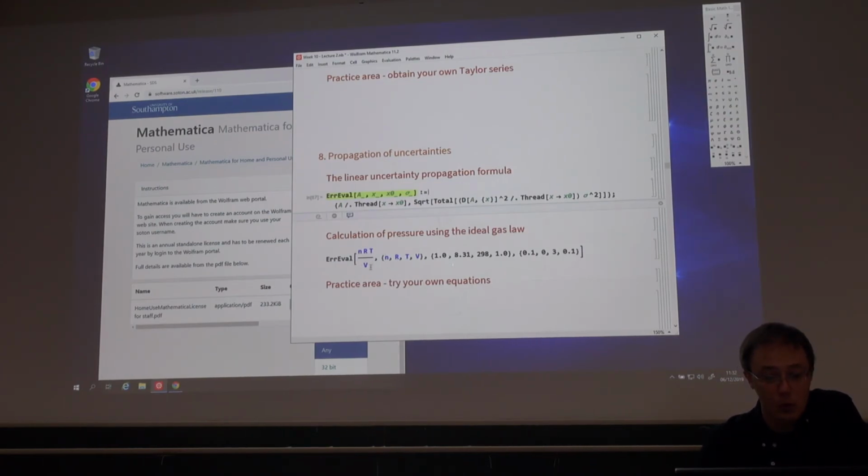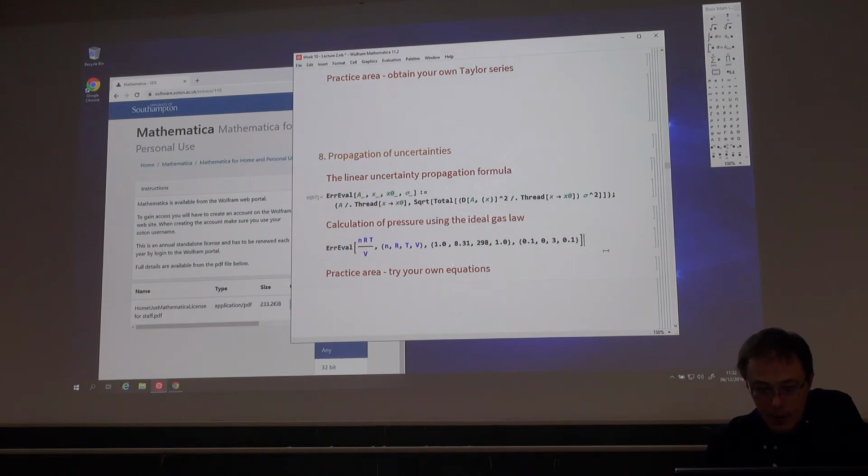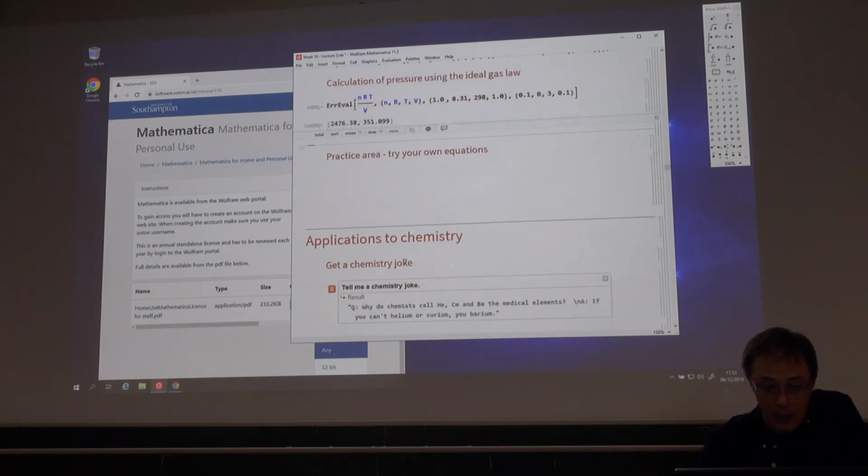It's the problem from the workshop, nRT over V. n, R, T and V, these are the values, and those are the four uncertainties. The pressure is this with the uncertainty of that. So again, an instant calculation.